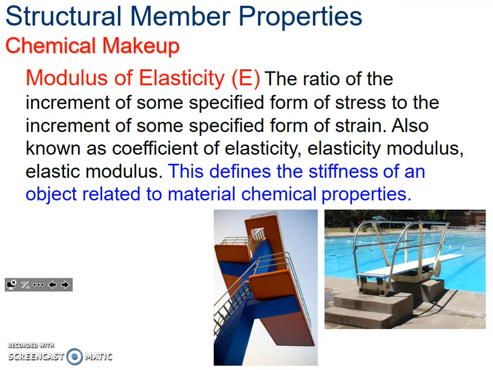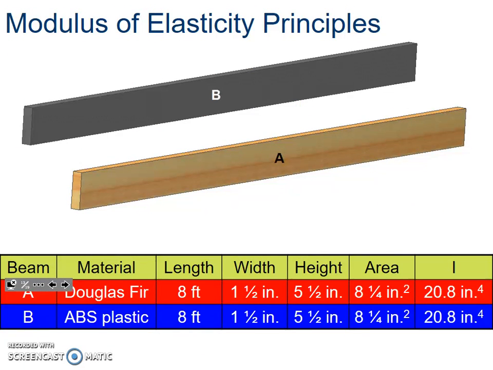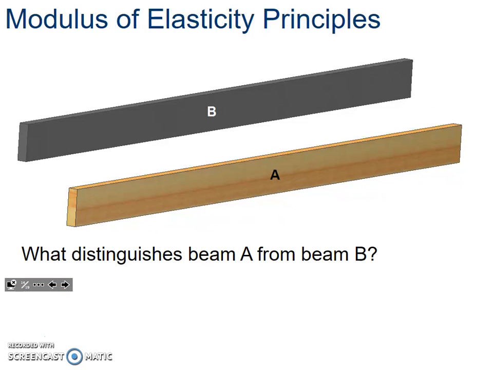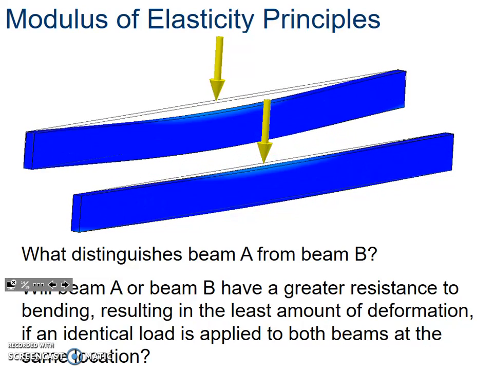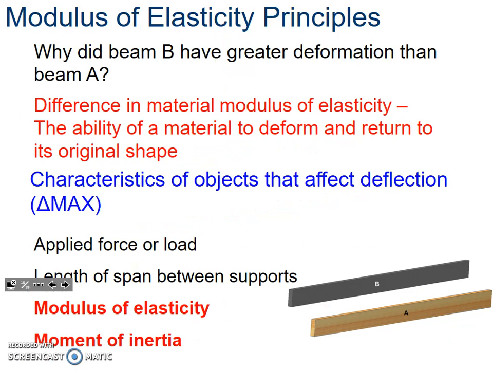Now, the modulus of elasticity, or E, is specifically stress over strain, and it defines how stiff a material is. So it's dealing with the material, not the shape. We can compare plastic versus Douglas fir, wood versus plastic. Everything's the same except one is made out of plastic and one is made out of wood, and the plastic, as you would suspect, bends more, and that's because of the modulus of elasticity. How much it bends is determined based off of that modulus of elasticity.